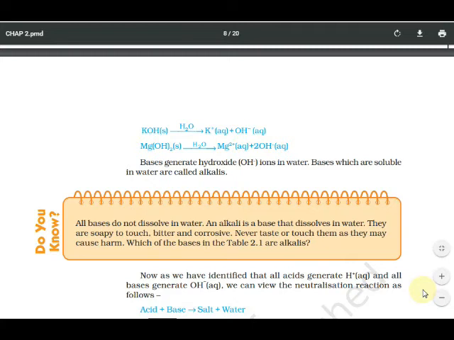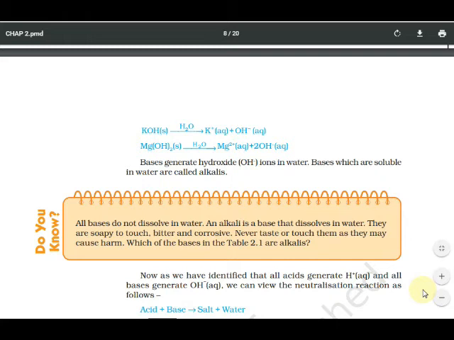An alkali is a base that dissolves in water. How are alkalis? They are soapy to touch, bitter and corrosive. Never taste or touch them, as they may cause harm.